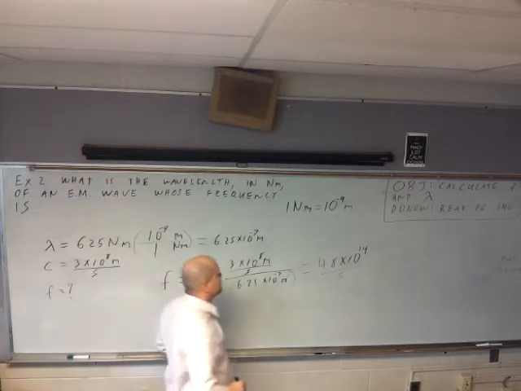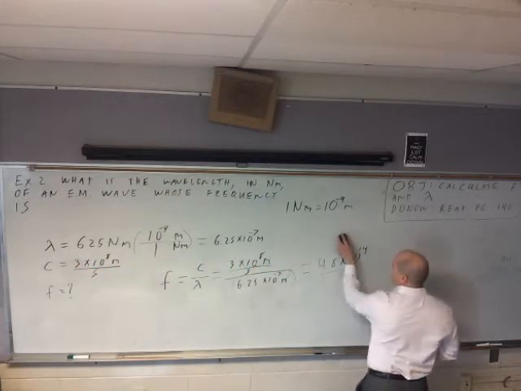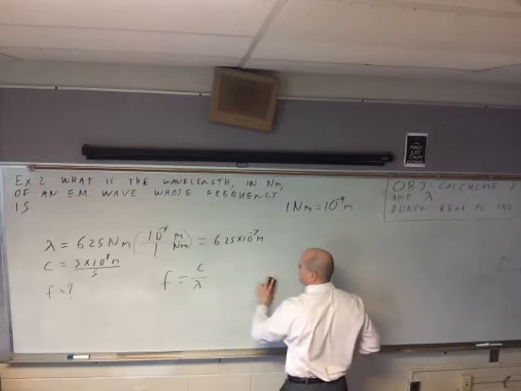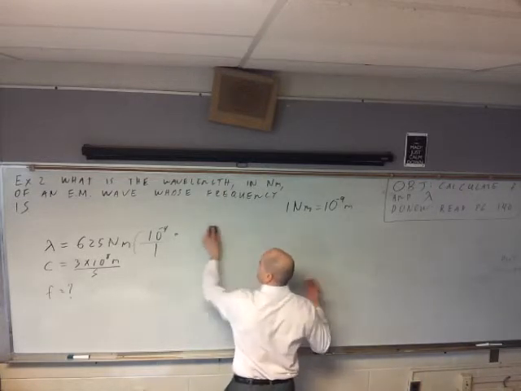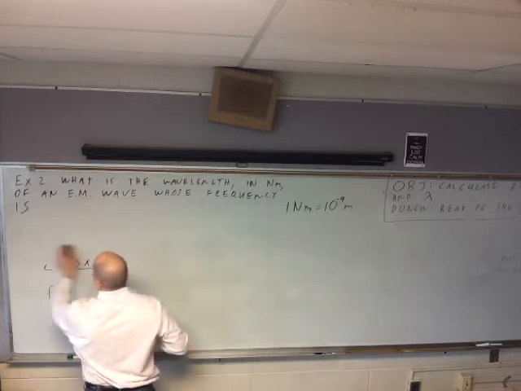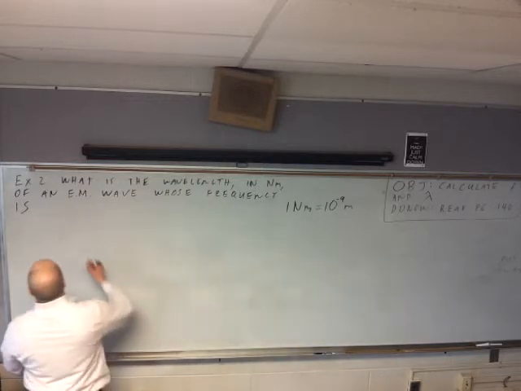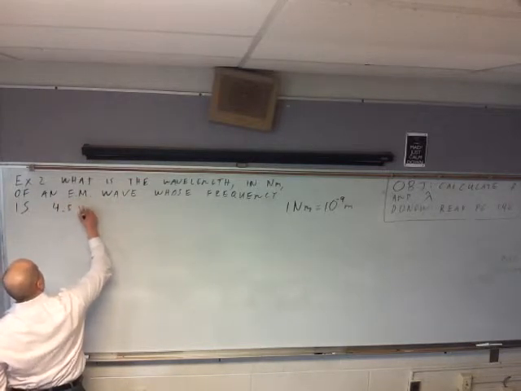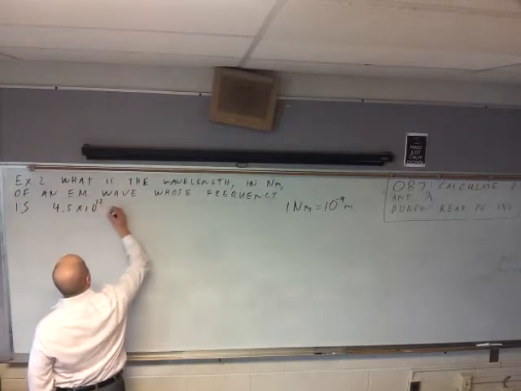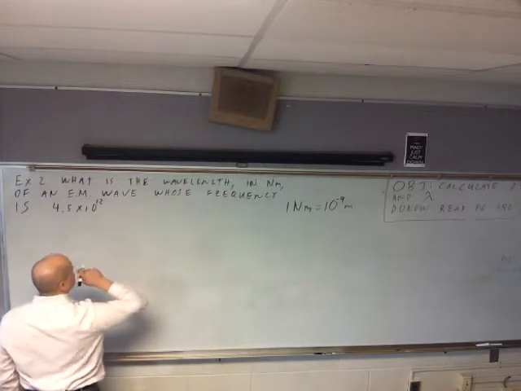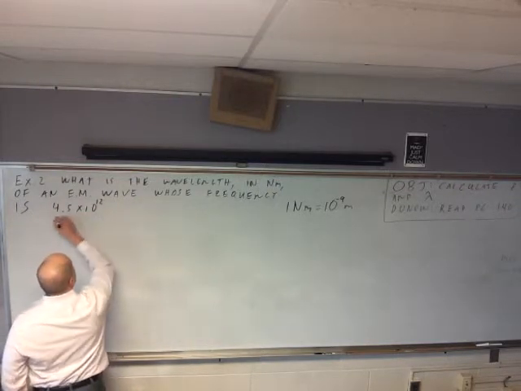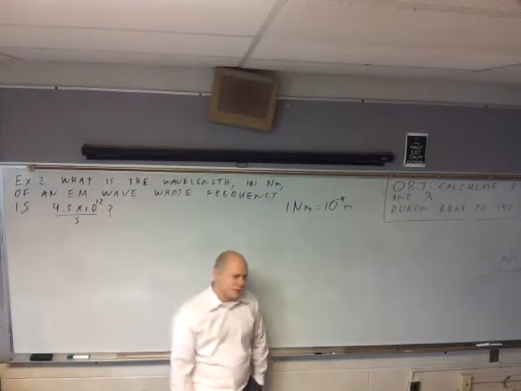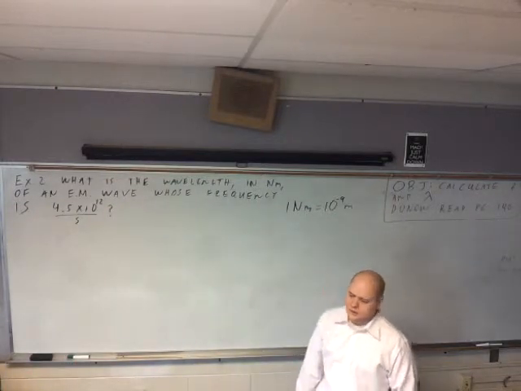I gotta pick a big number, right? Otherwise we're going to end up with some ridiculously big wavelength. Let's do 4.5 times 10 to the 12 per second, or hertz. So that's like 4.5 trillion, right? 10 to the 12 is trillion.